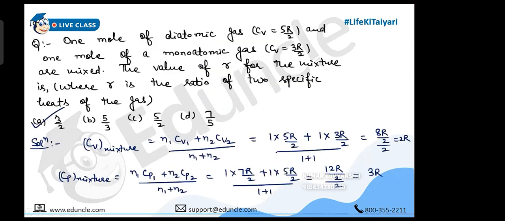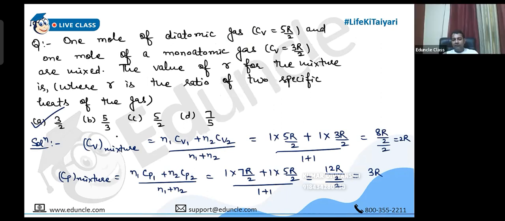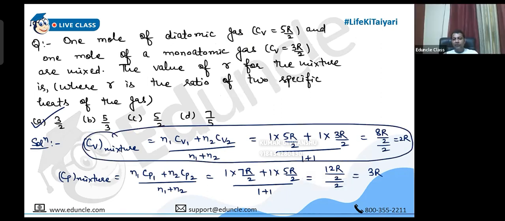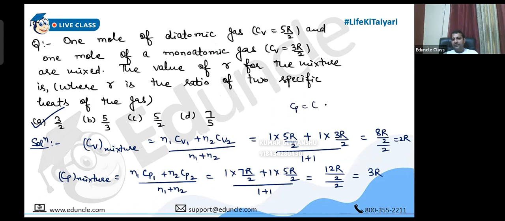Sir, what is not the correct formula you told? I said we could have calculated CP directly from the CV also, just as we do for individual gases. CP is equal to CV plus R. So that is not the correct formula. Some of the students will try to calculate CP mixture by using this formula. So that is the wrong formula. Of course, that is working in this case.